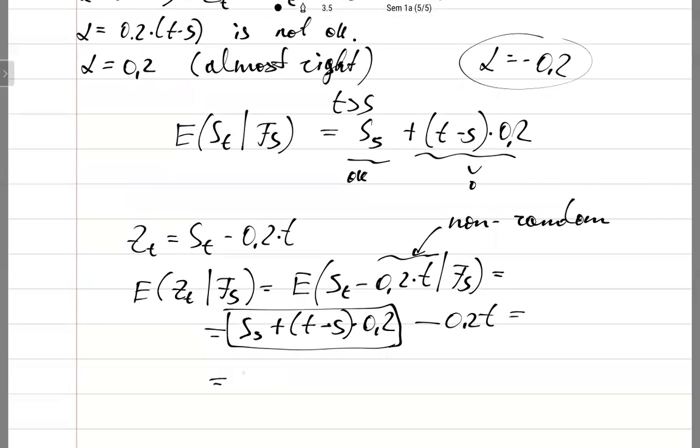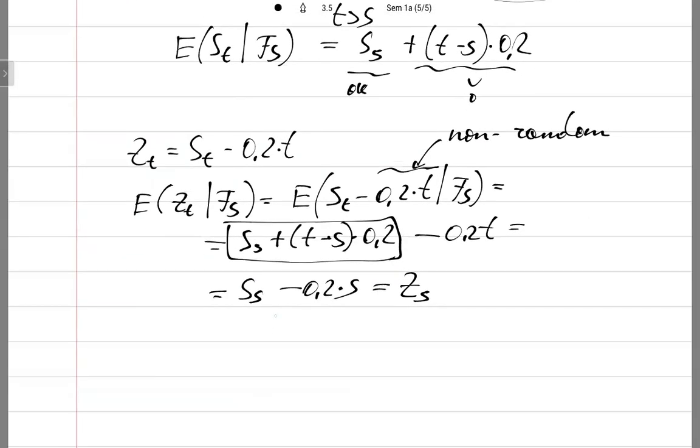And I get S_s minus 0.2 times s, but this is exactly the definition of Z_s. And so I have the expected value of Z_t given F_s is Z_s, yeah? So Z_s is an honest martingale, okay?